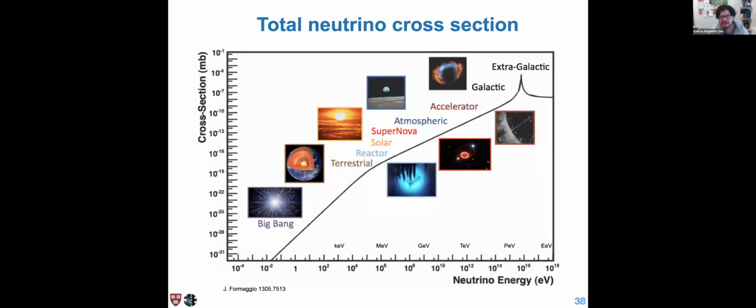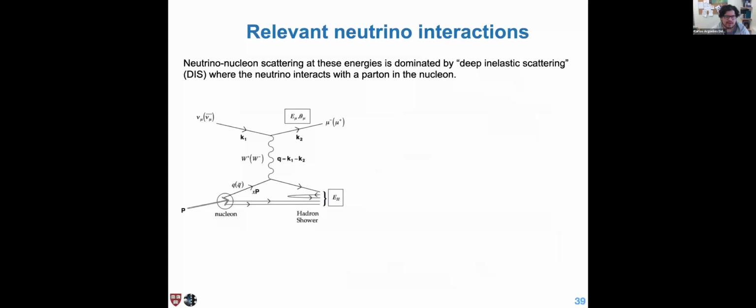Grows quadratically, then linearly. And what's going to matter for us is what happens with the neutrino cross sections at the highest energies in the TeV energy range. So at the highest energies, the neutrino interaction is described by the so-called deep inelastic scattering, where the neutrino exchanges a W boson that interacts with the quarks in the nucleus.